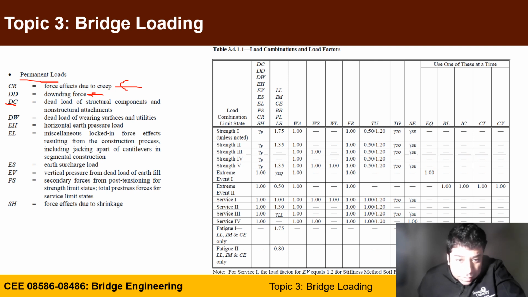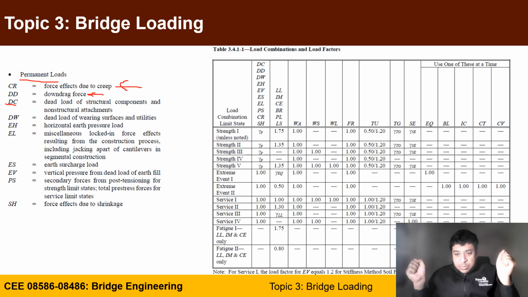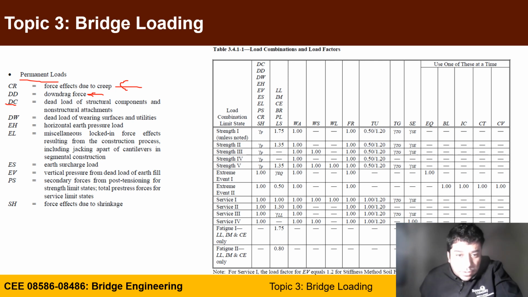EL is locked-in force effects from the construction procedure. So let's say you have a construction that locks some stress in your structure and you carry it over to the service-level structure. You have ES, earth surcharge loading. You have EV, which is vertical pressure from dead load of earth fill. You have PS, which is secondary force from post-tensioning, and you have SH, shrinkage.